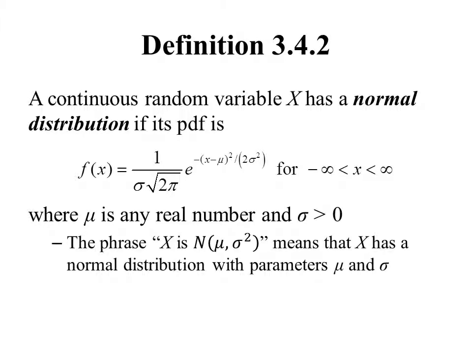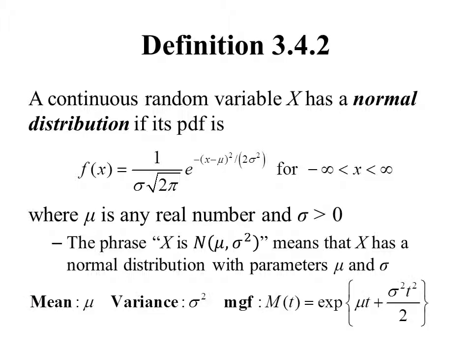Now the phrase x is N of mu comma sigma squared means that x has a normal distribution with parameters mu and sigma. Now notice that this second number inside the parentheses is not just sigma, it's sigma squared. That's going to be very important to remember. Now it can be shown that the mean of a normal distribution is mu, the variance is sigma squared, and the moment generating function is given by this, where exp means e raised to this power.